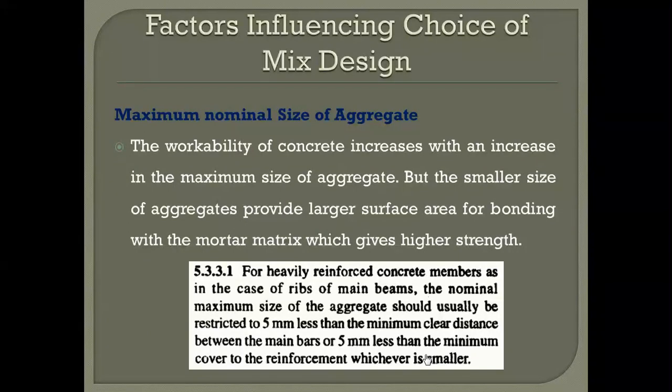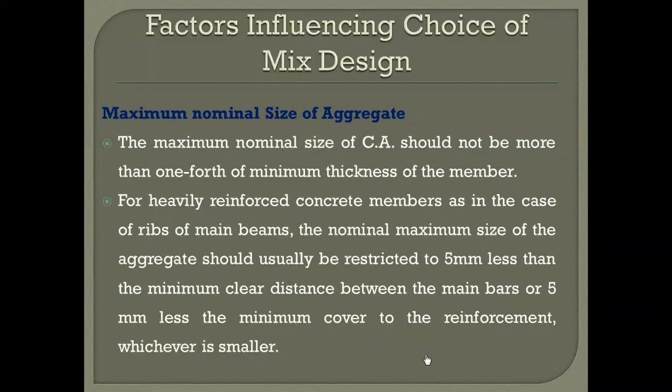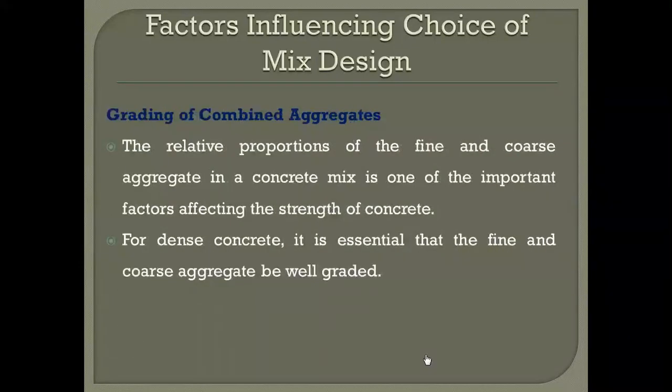So workability of concrete increases with the maximum size of the aggregate, because the surface area for a larger size of aggregate is less. So you have lesser cement paste, and you will get good workable concrete. But with the smaller size of aggregates, the surface area will be more, so you require more cement paste for lubrication. So that is why we use the higher size of aggregate compared to the lower size. These two conditions have to be satisfied. Next, grading of aggregates.